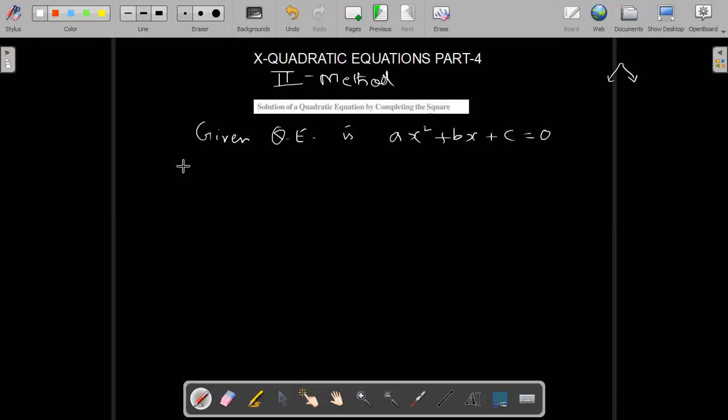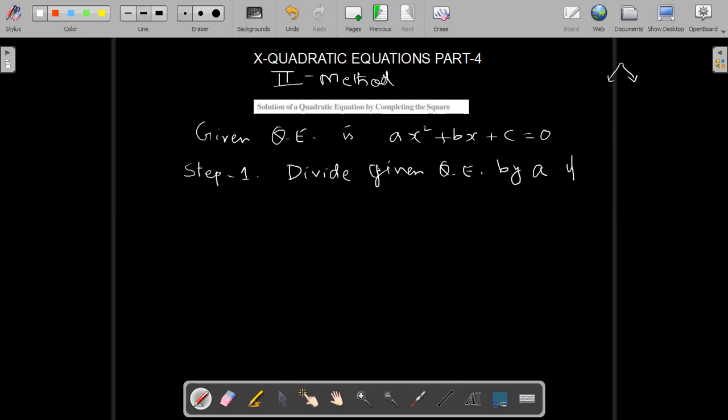What we will do is step number 1. Stepwise, if you will understand it, stepwise. Step number 1: the coefficient of x square should be 1. To make it 1, if there is a number a, divide by a. So we divide the whole equation by a if a is other than 1.